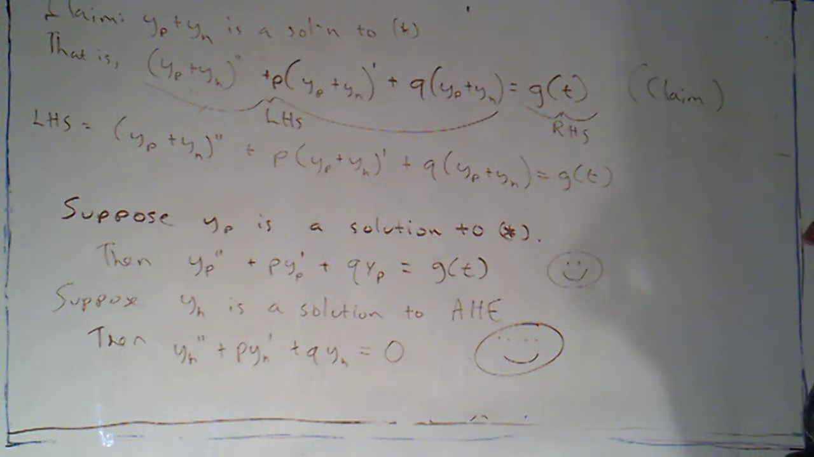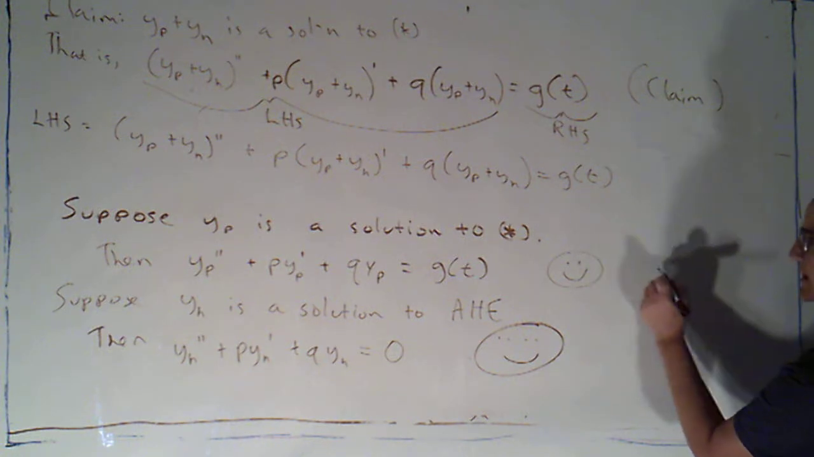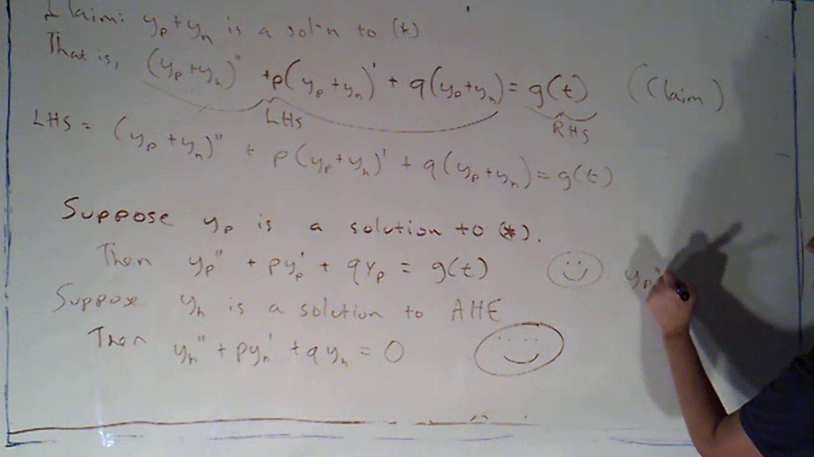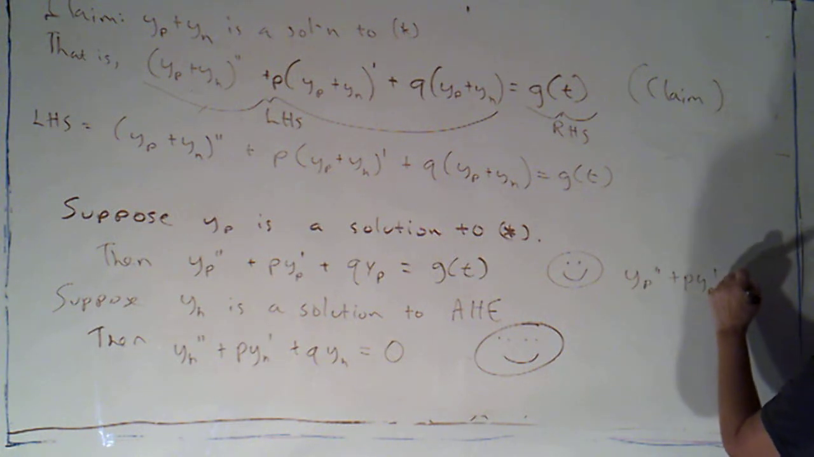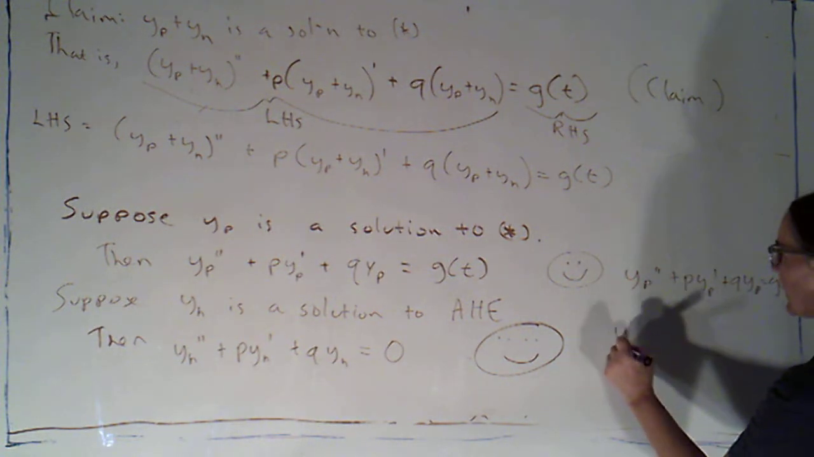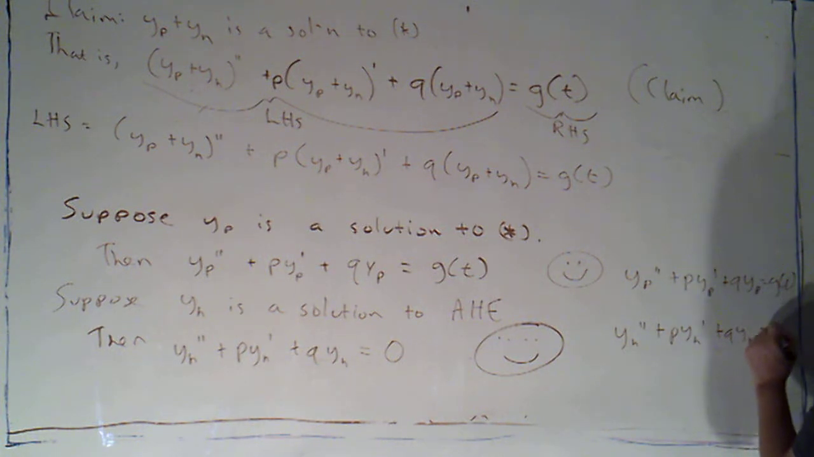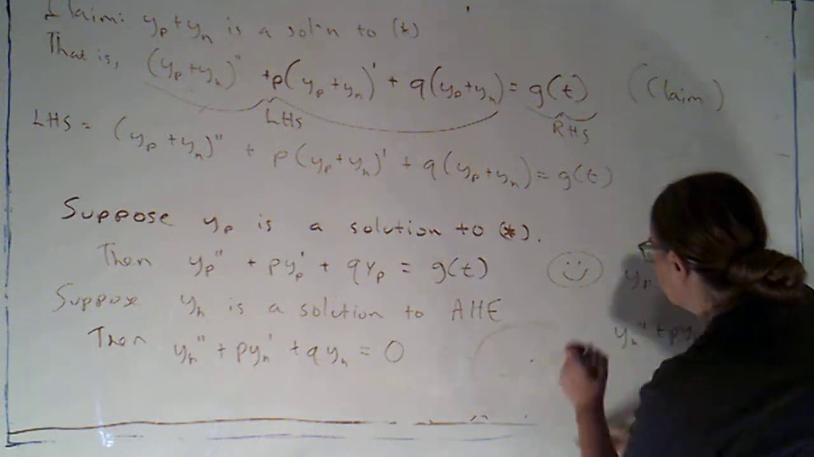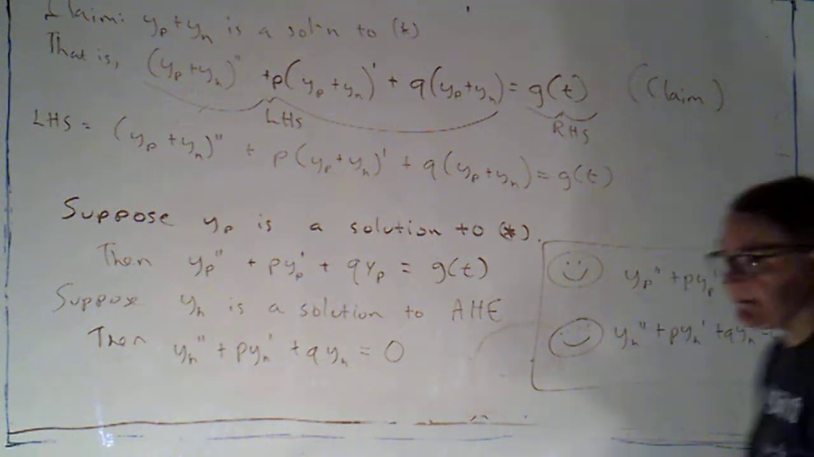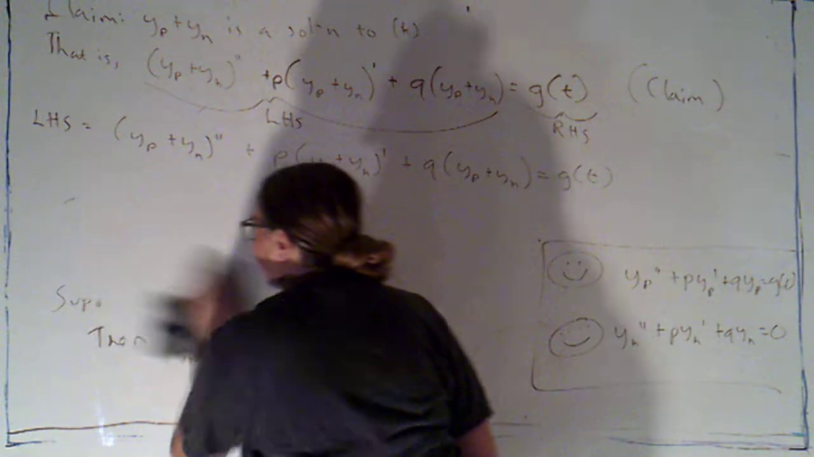Okay. And I'm going to need to erase this, but I kind of want to keep up what smiley face was, so I'm just going to recopy this information sort of in this corner over here. I know that yp double prime plus p yp prime plus q yp equals g of t, and monster was that yh double prime plus p yh prime plus q yh was equal to 0. Let's just make that a little bit smaller to give myself some room. Okay, so I want to keep that information up because I need to refer back to it, but now I've got a little more board space.